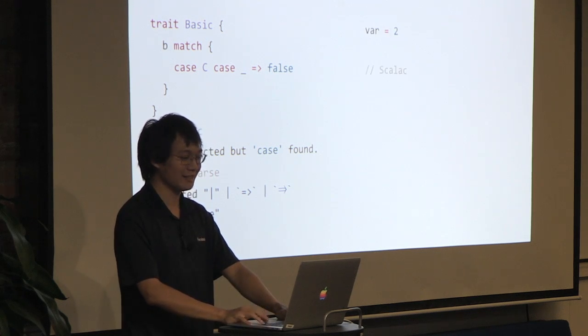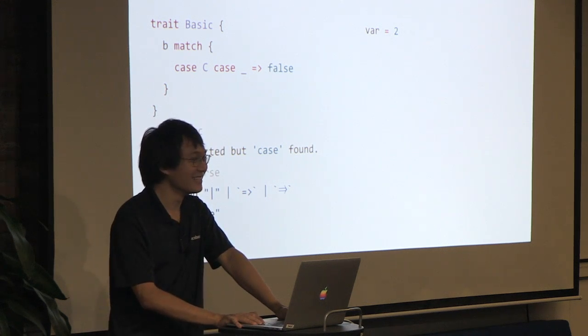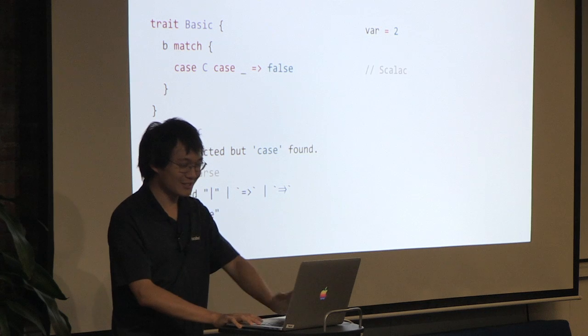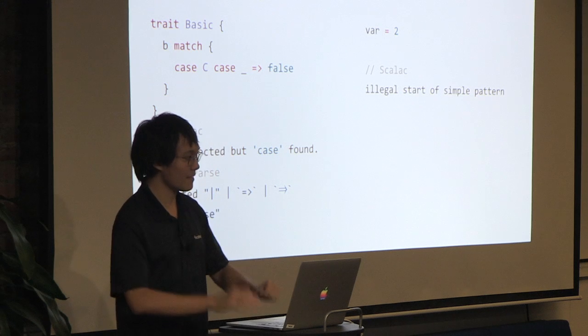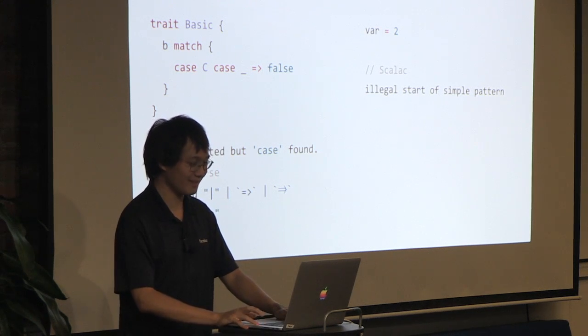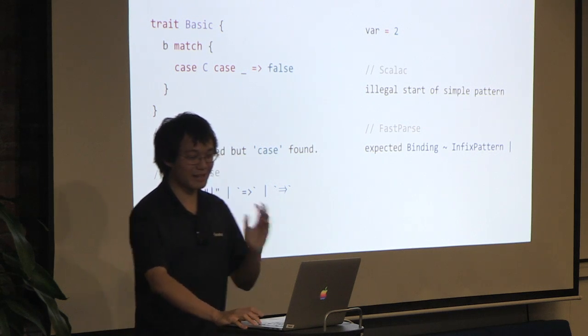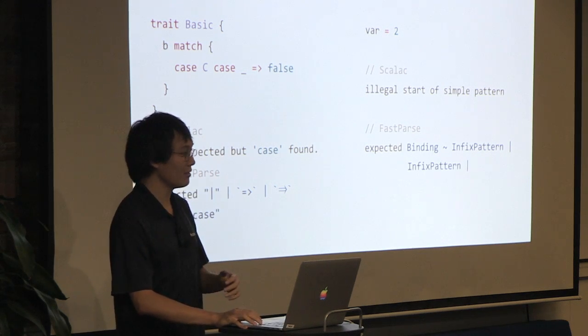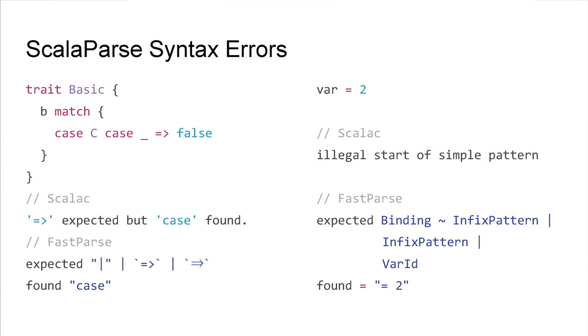Here's another case. var equals 2. What's wrong with this? I need a variable name. So scala-c says illegal start of simple pattern. OK? So I need to put something there, something that's simple and is a pattern. Not sure what. FastParse says I expected either a binding followed by infix pattern, or just the infix pattern itself, or I expected some kind of variable ID, but you gave me equals 2.